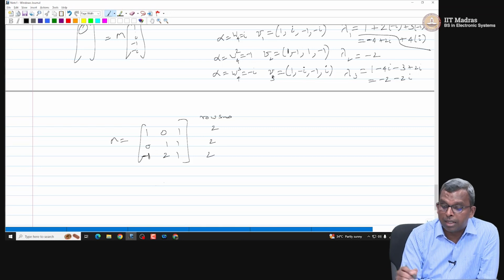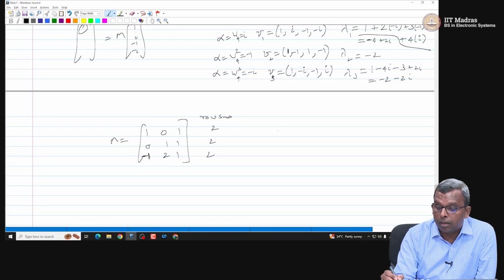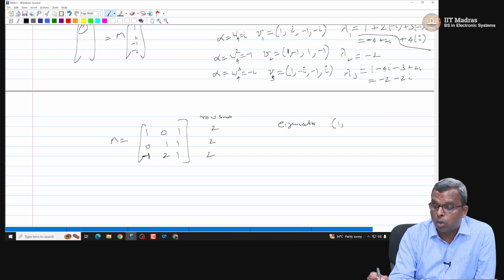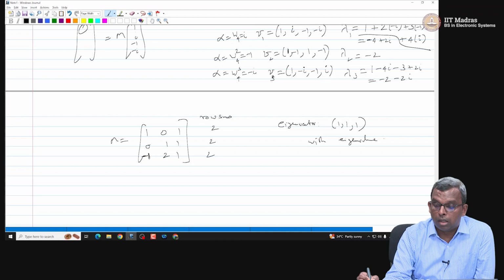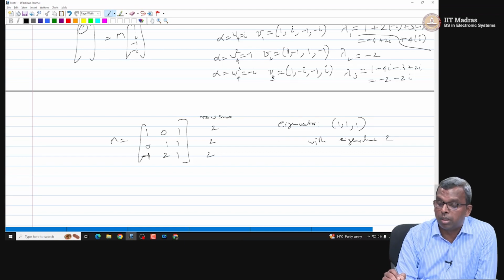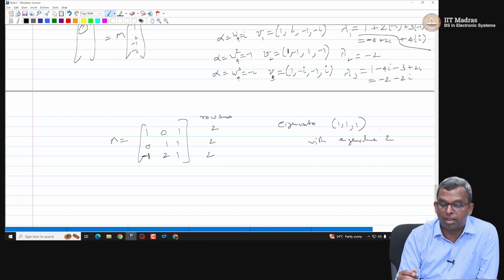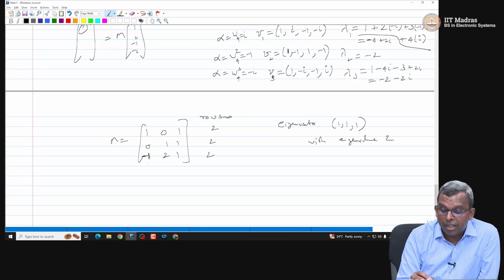So once the row sums are the same, you will get an eigenvector 1 1 1 with eigenvalue 2. So the row sum gives the eigenvector: 1 1 1, we found one eigenvector, nice enough. The next thing to try is to see if there is any null space vector. If a null space vector is there, then you know there's an eigenvalue 0 also. So let's check if there's a null space vector.